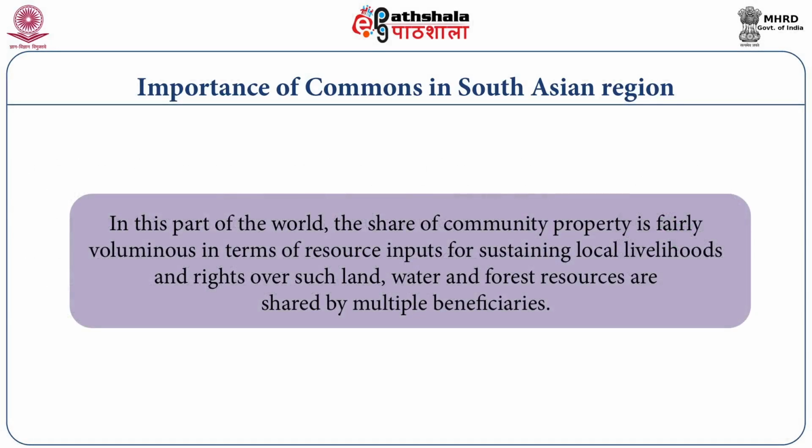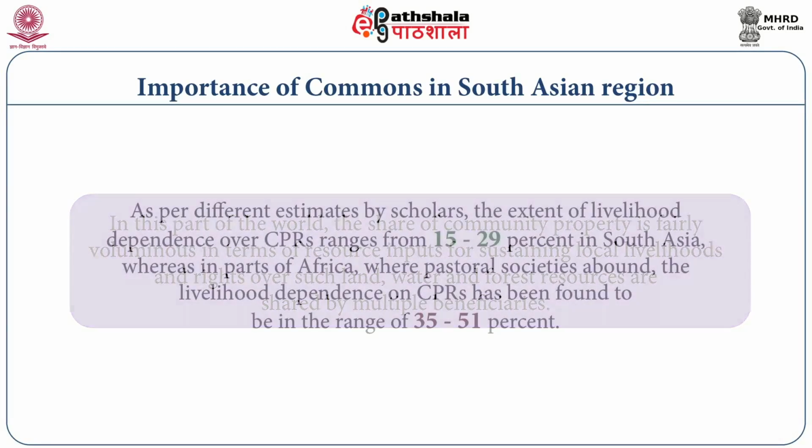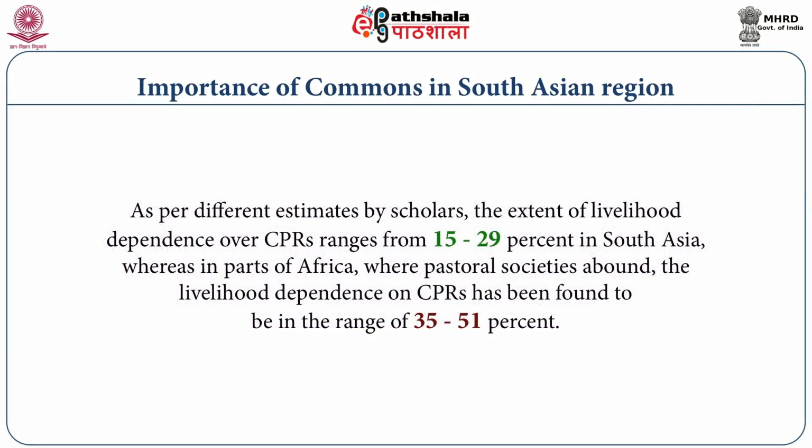In this part of the world, the share of common property is fairly voluminous in terms of resource inputs for sustaining local livelihoods, and rights over such land, water and forest resources are shared by multiple beneficiaries. As per different estimates by scholars, the extent of livelihood dependence over CPRs ranges from 15 to 29% in South Asia, whereas in parts of Africa where pastoral societies abound, the livelihood dependence on CPR has been found to be in the range of 35 to 51%.